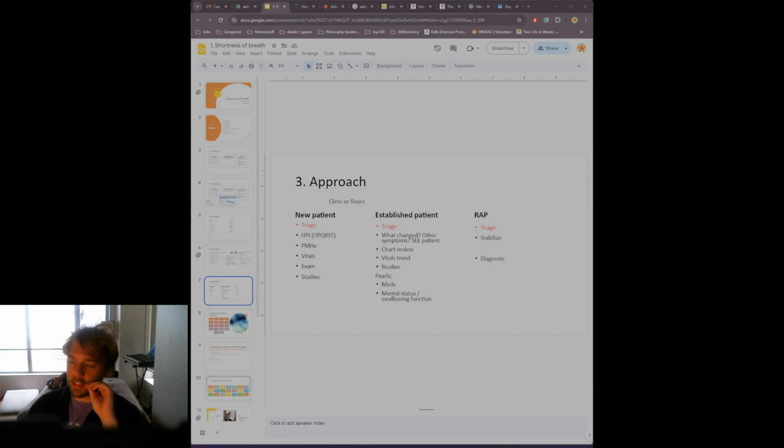Are they actually deoxygenating? Do you examine them? Do you see clubbing? What do you hear in their lungs? Do you notice abnormal heart sounds? Do they look pale? These are all cues. And then you've got your studies.